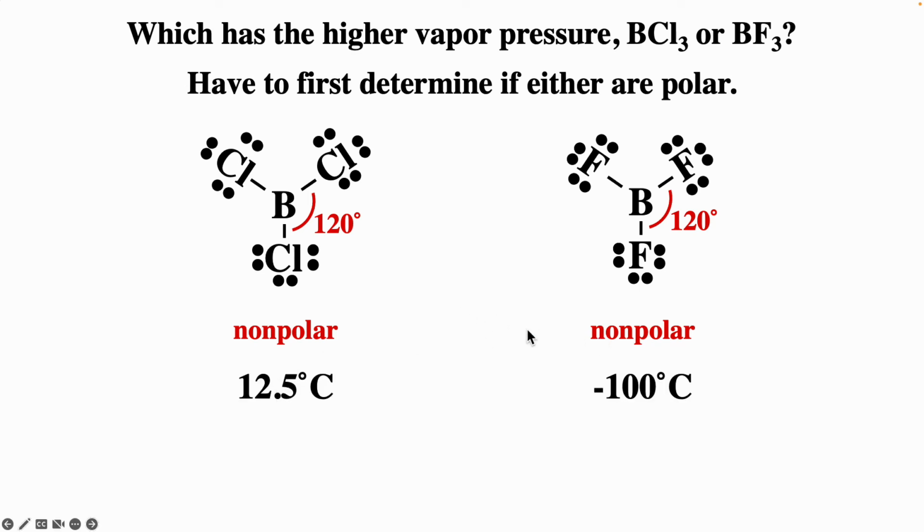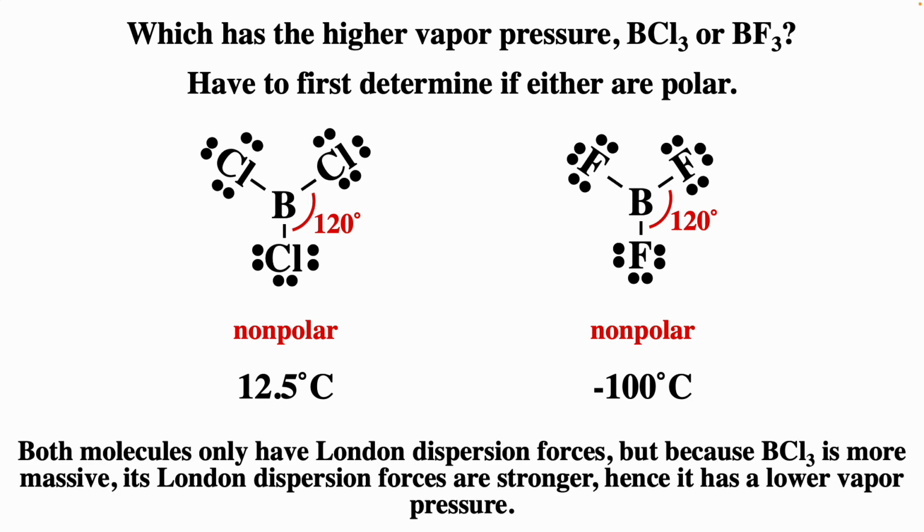Their corresponding boiling points will be 12.5 and minus 100. And so BCl3 should have the strongest interaction, and that will give it the highest boiling point, highest melting point, and the lowest vapor pressure. And so BF3 should have the higher vapor pressure.